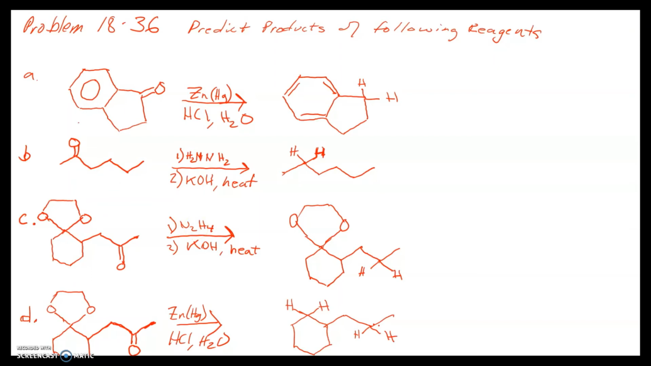And this is a Clemmensen reducing agent. But the difference between using these two, when you look at this, you will notice that this will reduce everything, but the Wolff-Kishner reducing agent does not reduce your cyclic acetal.